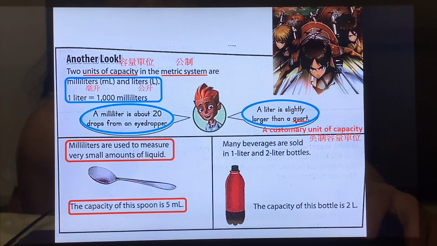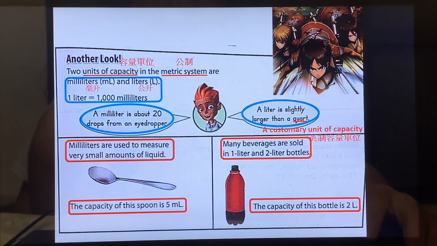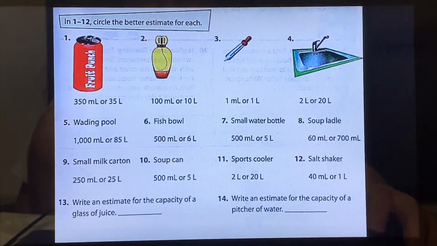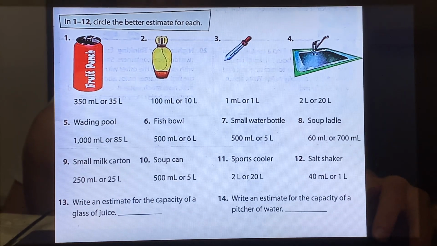Milliliters are used to measure very small amounts of liquid. The capacity of this spoon is 5 milliliters. Many beverages are sold in 1 liter and 2 liter bottles. The capacity of this bottle is 2 liters. In questions 1 through 12, circle the better estimate for each.